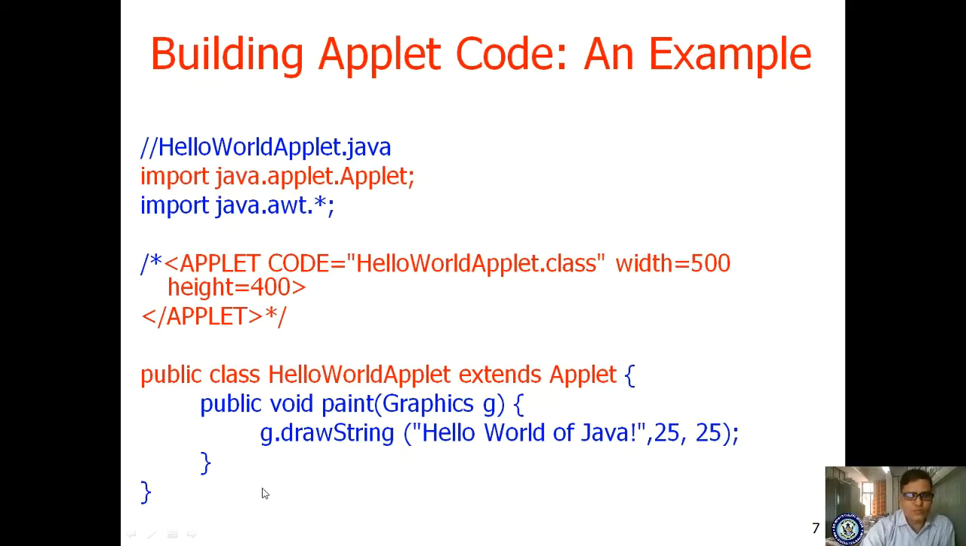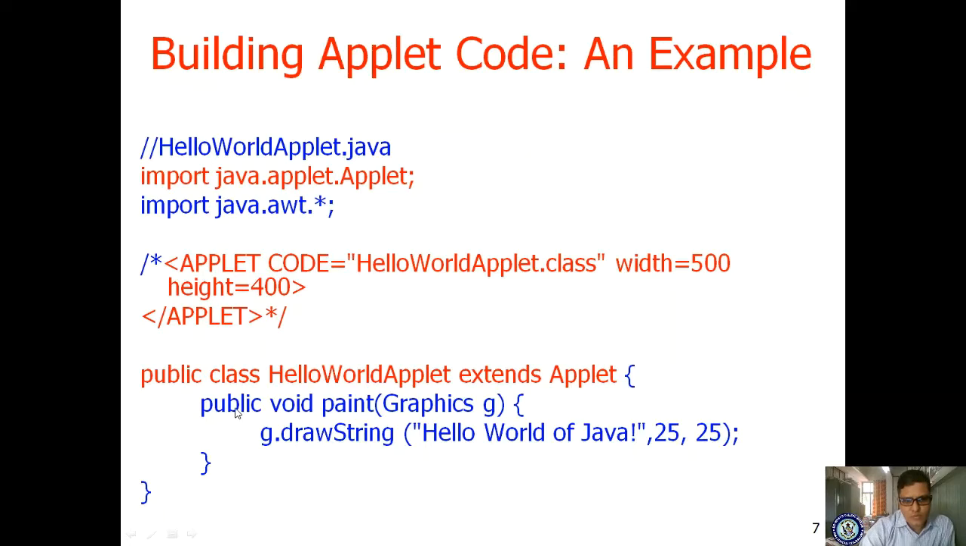I will show once again. Now you are writing your class. Your class is declared as public. Now you give the name of the class. What is the name of the class? HelloWorldApplet. Extends means it is inheriting. What is it inheriting? The Applet class. So it is inheriting the Applet class features.